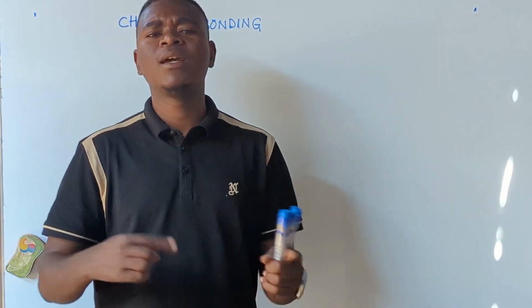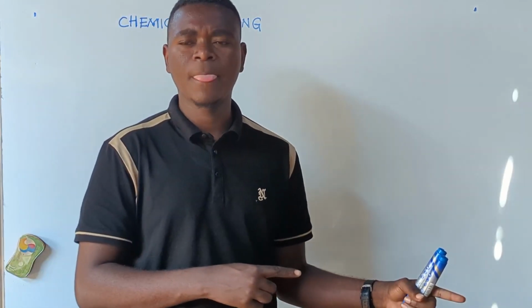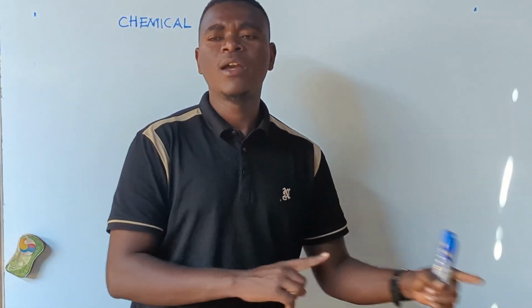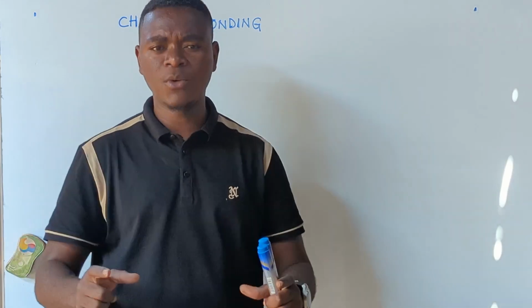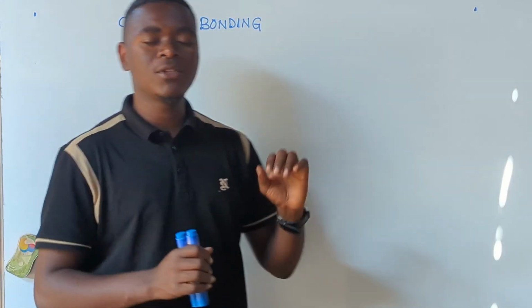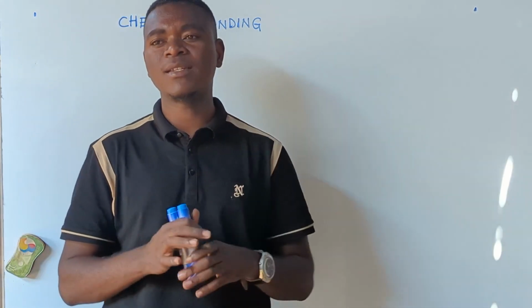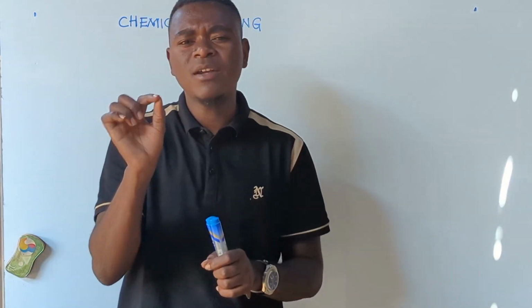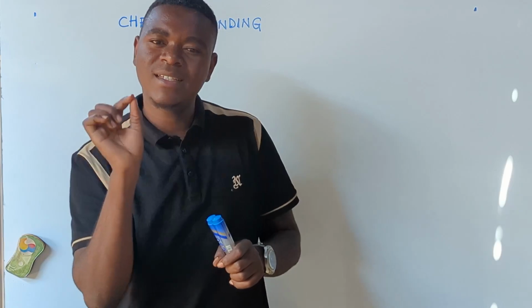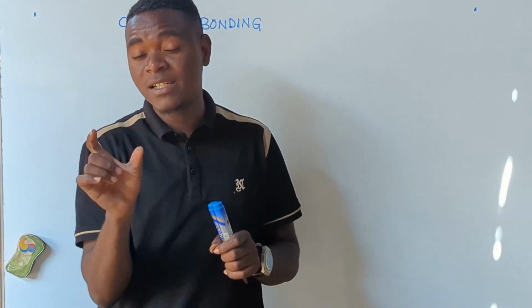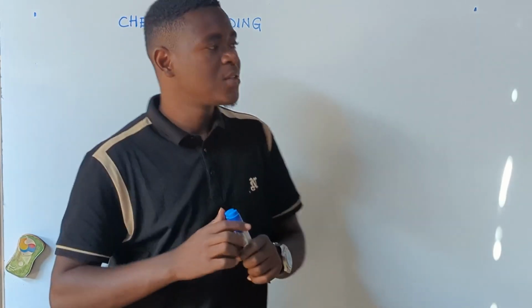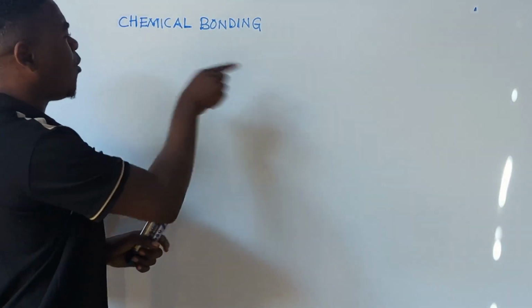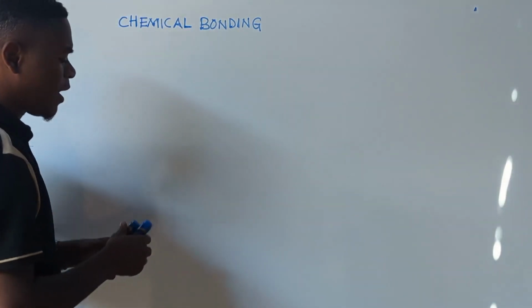We are talking about what? Chemical substances. So chemical bonding involves atoms. Each time we are talking about an atom, you need to understand that this is the smallest particle that can take part in a chemical reaction. That is an atom. So when we say chemical bonding, we are now talking about what?